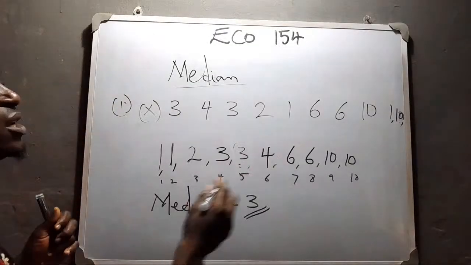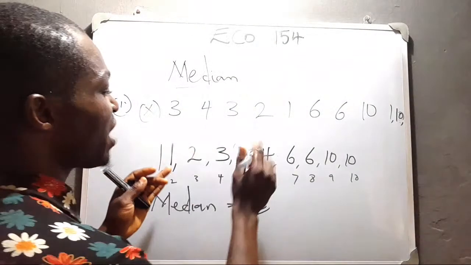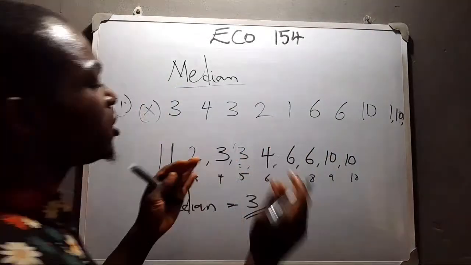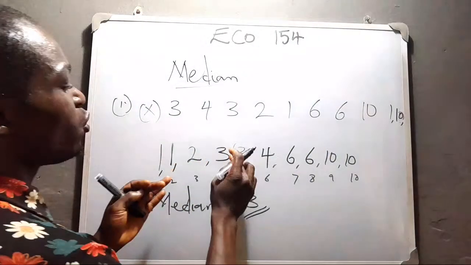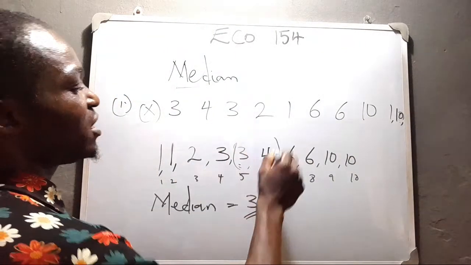And how do we know the middle number? Say we have 5 from this side, 1, 2, 3, 4, 5, and again we have 5 from this side, 1, 2, 3, 4, 5. So what do we do? In this case, we count 4 from this side and 4 from this side. The two numbers at the center are our median.